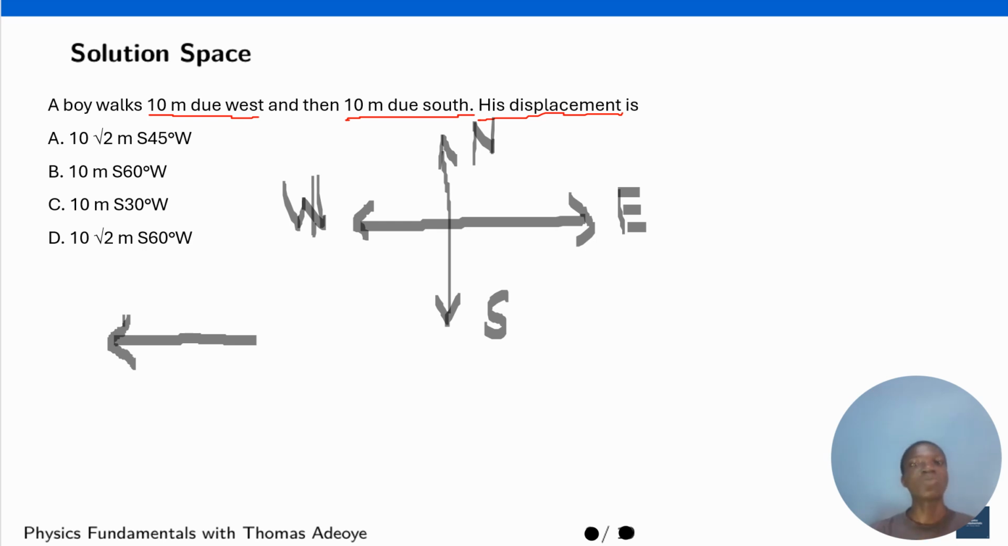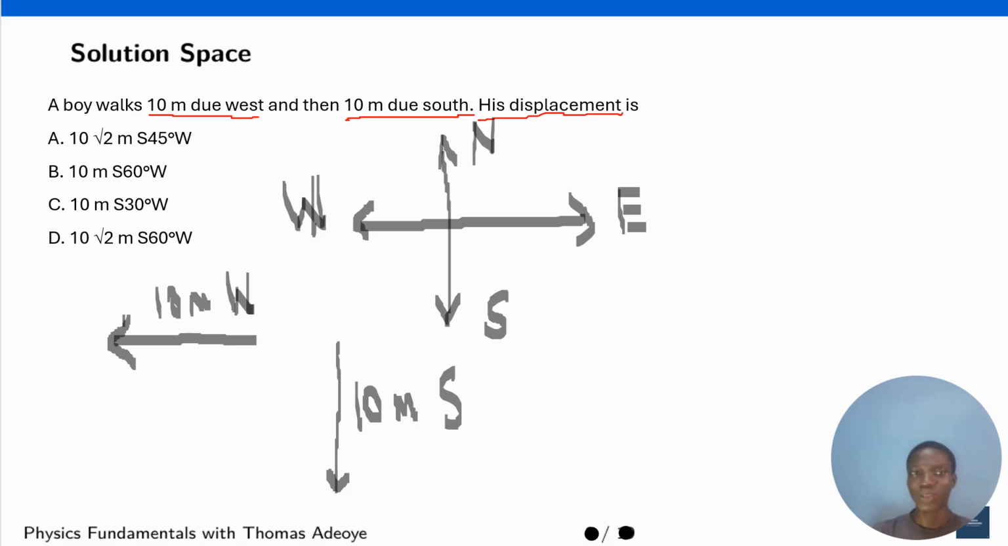Now the next thing is to move on to 10 meters due south. For 10 meters due south, this is what you can do. You draw another vector. This is 10 meters west. Okay, and we have another vector like this, and they have to be of the same length. The length indicates the magnitude of the vector, and the arrow is facing downward because this one is south. It has to be 10 meters south. So this is a vector which represents 10 meters.